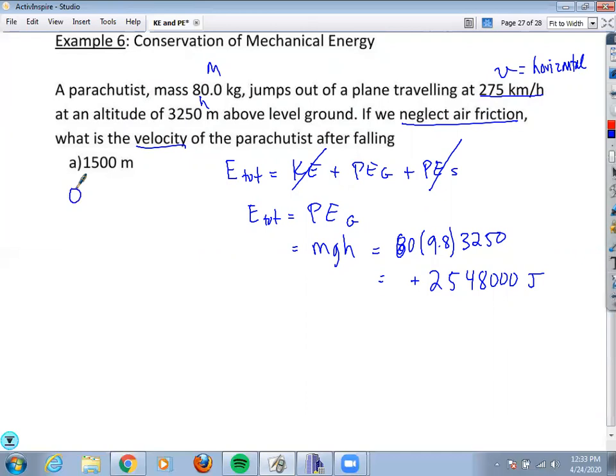Okay, so now this parachutist is at initial height, H1, and it falls to a secondary height, H2. Now we don't know what that is, but we do know that it fell 1,500 meters. And H1 was 3,250. So all we have to do is subtract the 1,500 from the 3,250, and H2, the final height of the parachutist in this case, would be 1,750 meters.